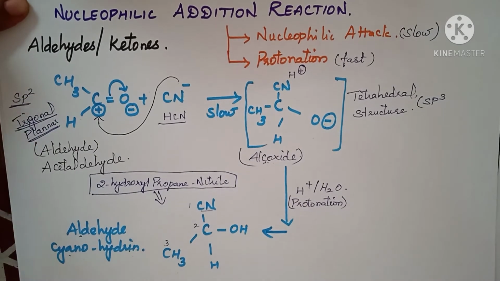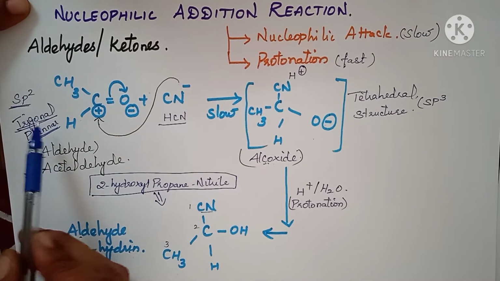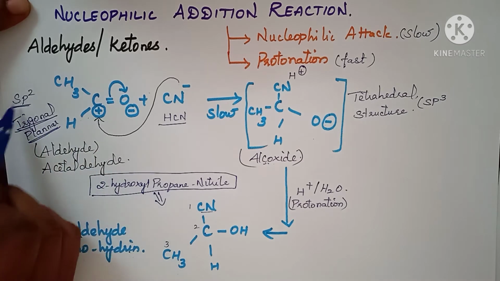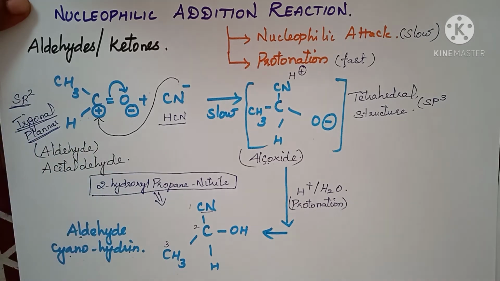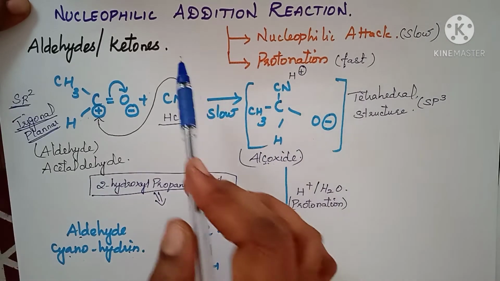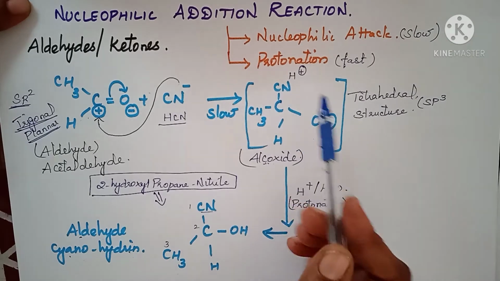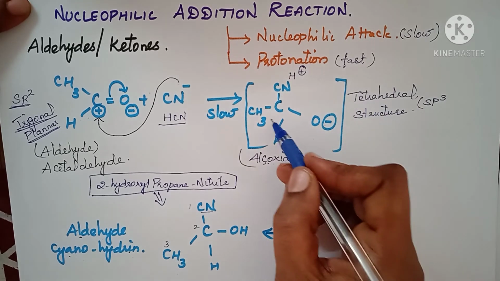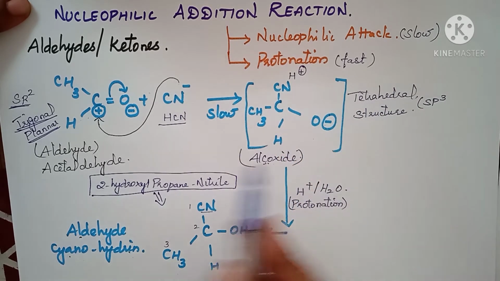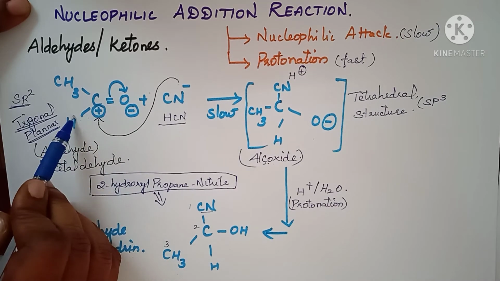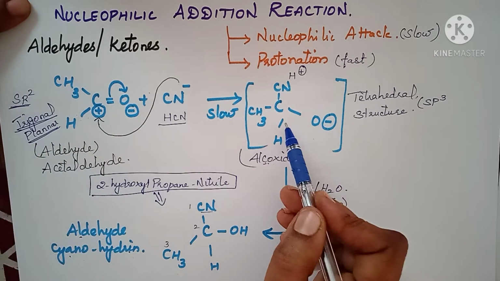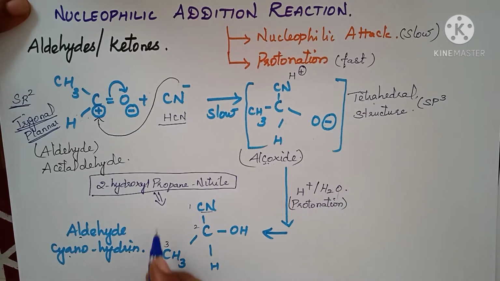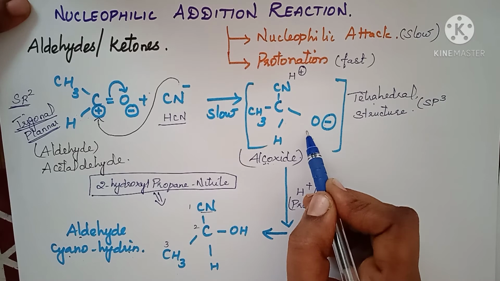Hope you understand. So one thing I'll tell you here, aldehyde is trigonal planar. This is sp2 hybridization. When it goes for the nucleophilic addition reaction, it changes to tetrahedral. That means 4 groups are attached over there. Here only 3 groups are there, but here 4 groups, that is a tetrahedral structure. Then again protonation, a complete one. This is actually an intermediate compound.